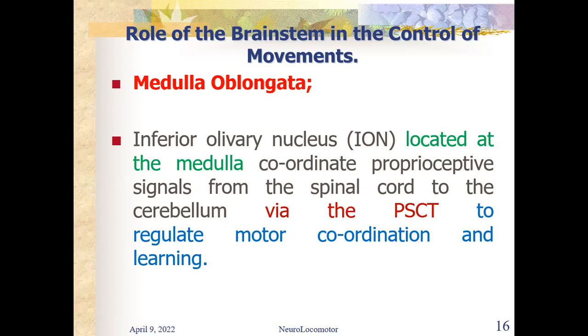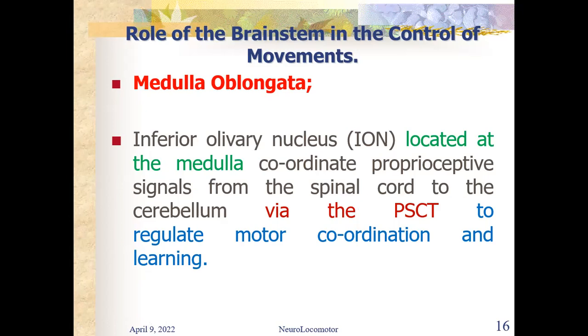Now, where is the superior olivary nucleus located, and what is its function? Okay, the superior olivary nucleus is located in the pons. If you can still remember, the superior olivary nucleus is located in the pons. And what is the function of that superior olivary nucleus?